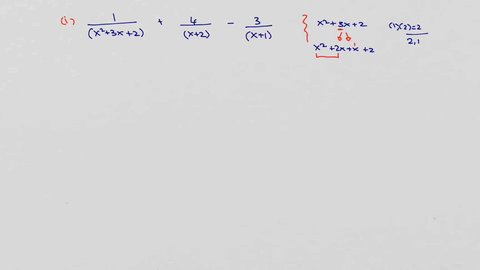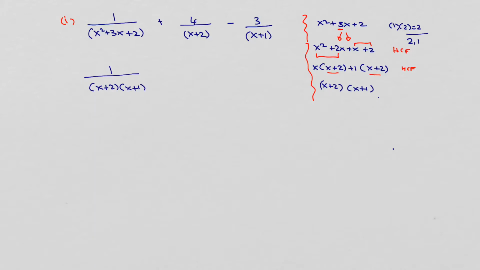And we're going to group the first two and take out the highest common factor, leaving us with x plus 2. Group the second two and take out the highest common factor, which is plus 1. That leaves us with x plus 2. So again, we have a highest common factor, this time x plus 2. If I take out x plus 2 as being common, that leaves me with x plus 1. So now if I take x squared plus 3x plus 2 and replace it with the factorized version, x plus 2 by x plus 1, it now becomes a lot easier to see what my lowest common denominator is.